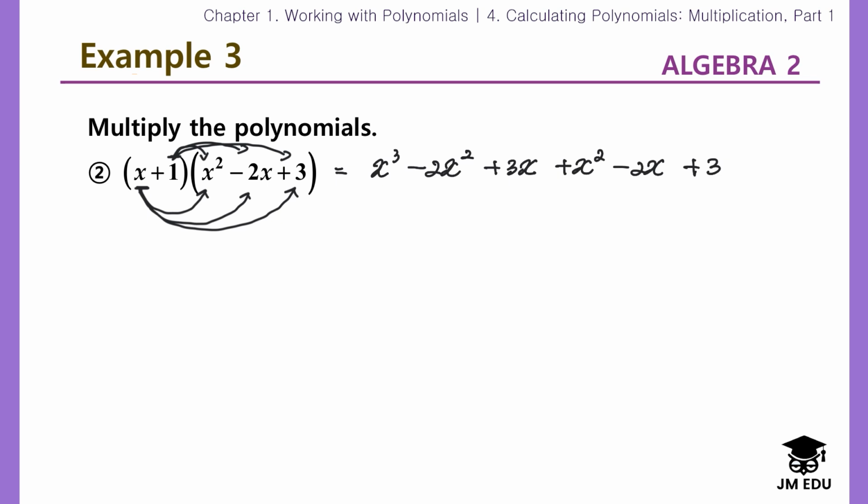So like terms, we have the x squared terms and the x terms. So we have x cubed minus 2x squared plus 1x squared. Minus 2 plus 1, that's minus 1, so minus x squared. We have 3x minus 2x. 3 minus 2, that's plus 1, so plus 1x. And we have the constant 3.